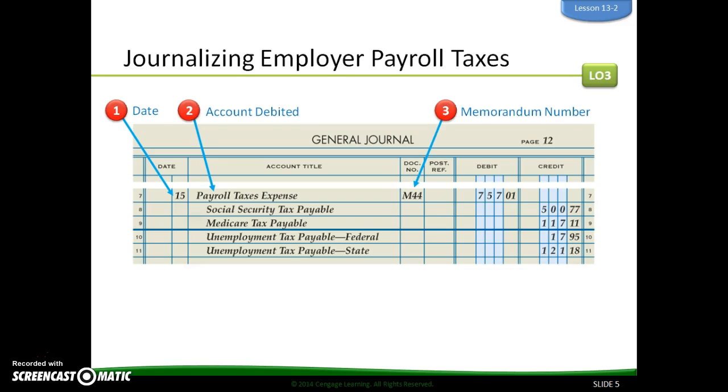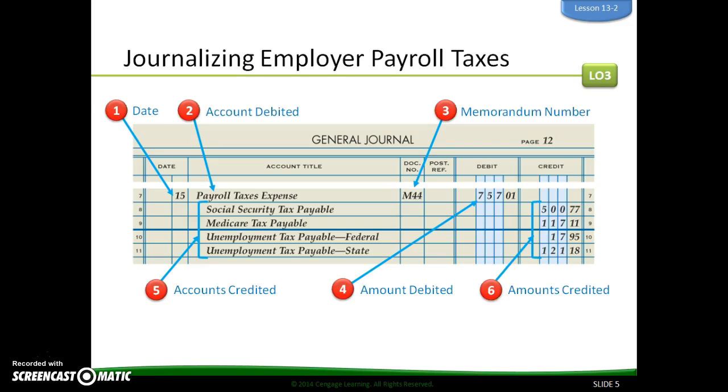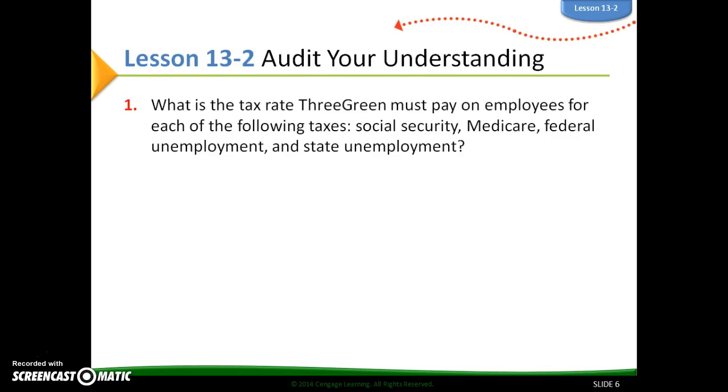So you can see on December 15th, that's when we're recording it, the account that's debited. You can see the accounts that are going to be credited and the amounts. So we are already up to audit understanding. Isn't that nice? So the tax rate for 3 Green that they must pay on employees in each of the following taxes. So we want to be thinking about Social Security, Medicare, federal unemployment, and state unemployment.